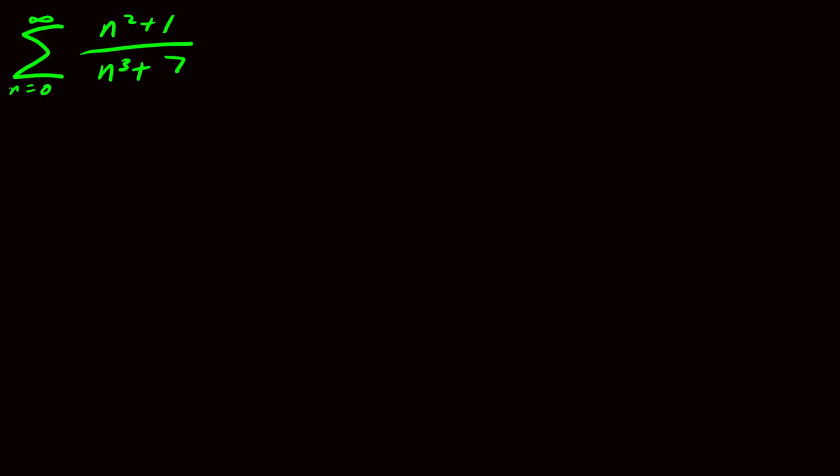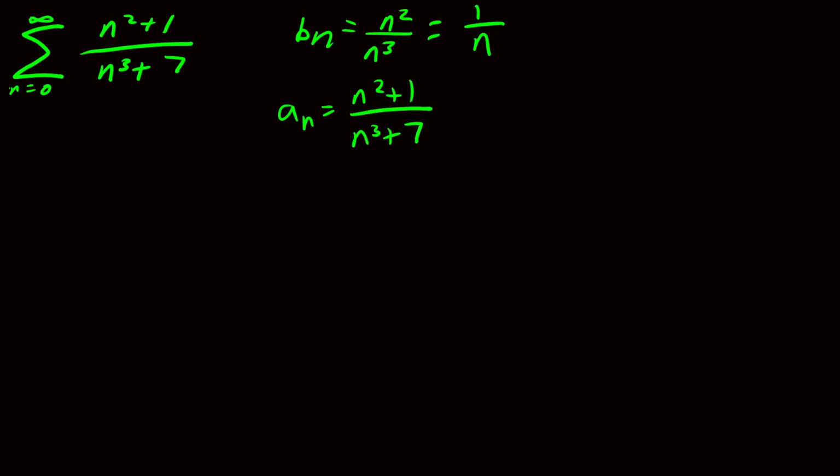Now, this one's a little bit tricky, but again, just pretend that you have a huge number as n, 100 million. 100 million squared plus 1, this 1 becomes irrelevant. And the 100 million cubed plus 7, that 7 becomes irrelevant. So my bn is going to be n squared over n cubed. Most of the time, if you have questions like this, just cover up the constants, and that's your comparison. Not every time, but I'd say like 95% of the time. And this simplifies down to 1 over n, and then an is the series that they gave us.